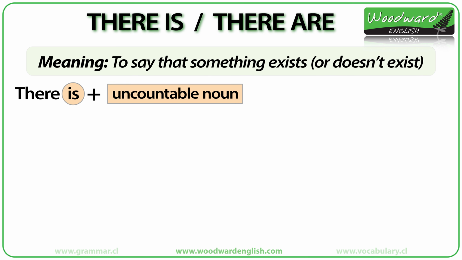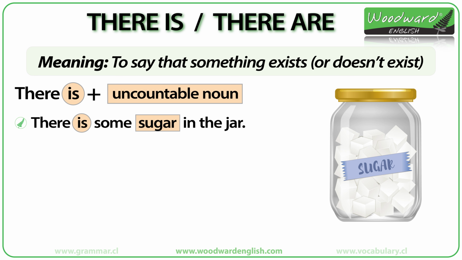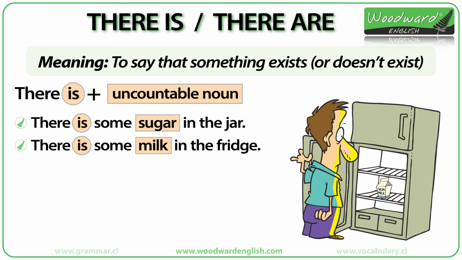There is also used with uncountable nouns. When we have an uncountable noun, the general word order is there is plus uncountable noun. For example, there is some sugar in the jar. You cannot count sugar. Sugar is uncountable. There is some milk in the fridge. Milk is also an uncountable noun.